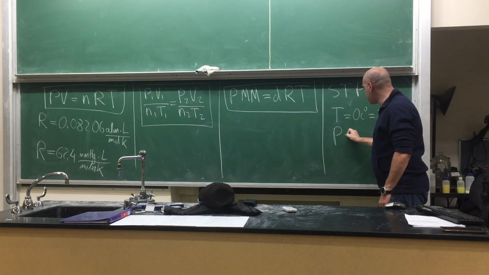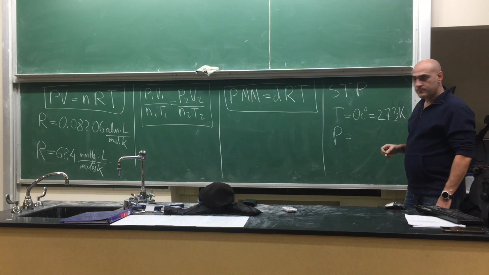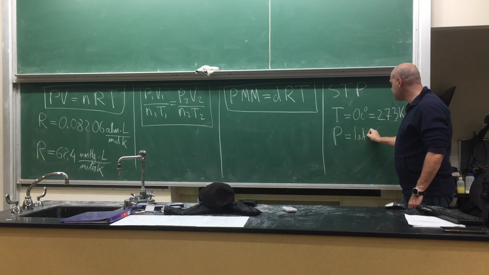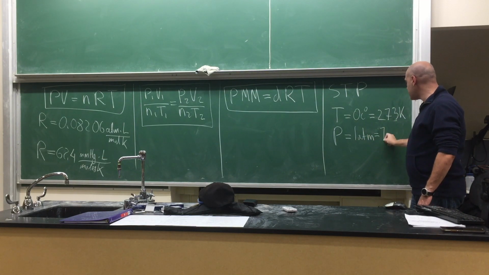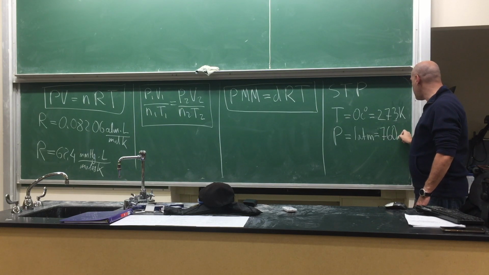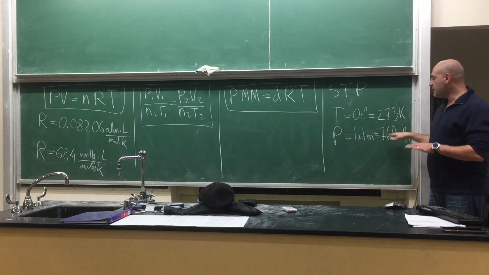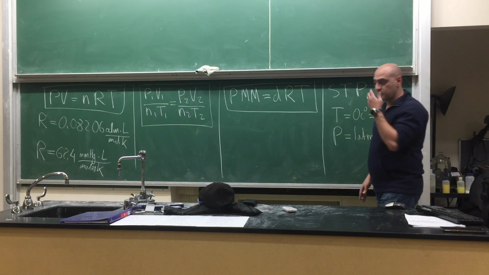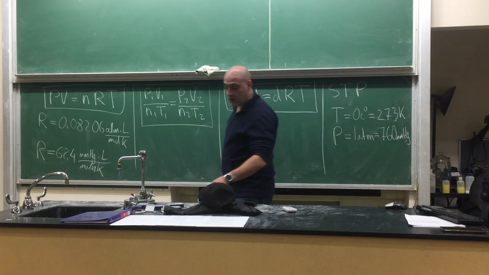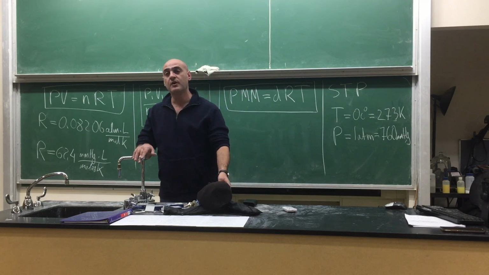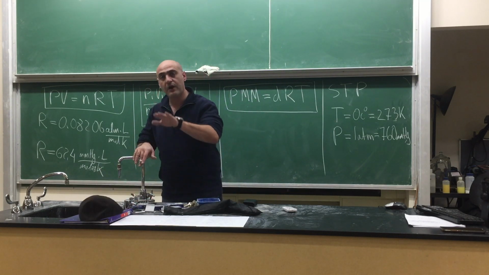So what about the pressure at STP? That's going to be 1 atmosphere. I can also write that as 760 mmHg, because 1 atmosphere is 760 mmHg. Any relationships like this, I'll provide it to you. So the relationships or the equalities between different units of pressure, I'm definitely going to provide it for you.